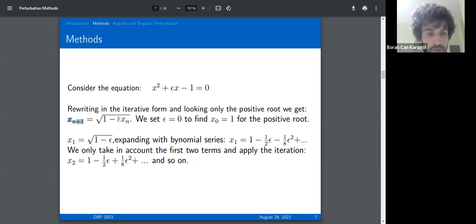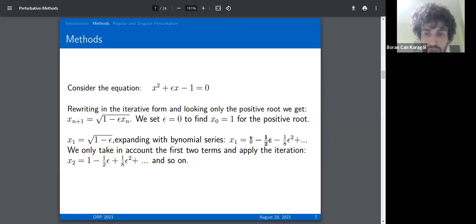to get the next iteration in the x. To find the starting point x0, we set epsilon to 0, and we get the starting point, x0 equals 1. Then through the iteration, we get the next value, x1 equals this. And if we were to expand that by binomial series, we get this. And you can manually check if these terms correspond with the actual solution.